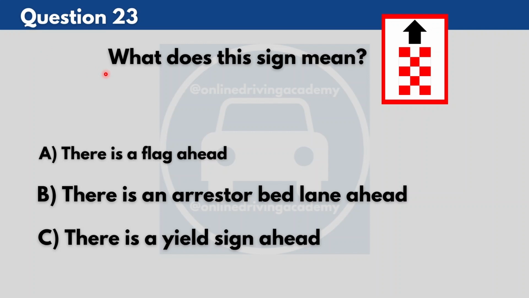Question 23. What does a sign mean? Is it option A, there is a flag ahead? Is it option B, there is an arrest a bed lane ahead? Or is it option C, there is a yield sign ahead? Now, the correct answer will indeed be option B.